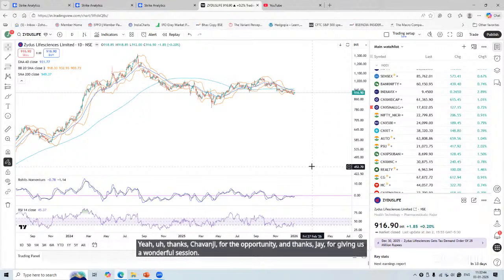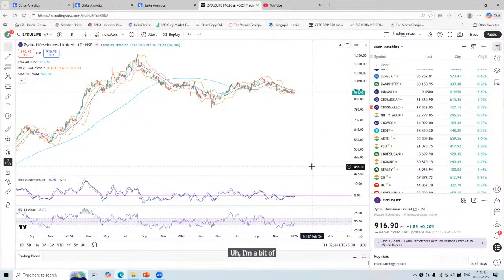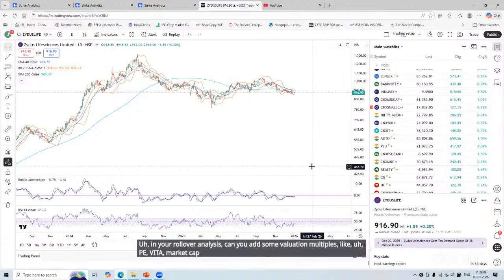I'm a bit of a long-term investor, so my long-term means 6 months, 1 year, 2 years, 3 years, 4 years, 5 years. Can you add in your rollover analysis some valuation multiples like PE, EBITDA, market cap on sales on a historical basis?